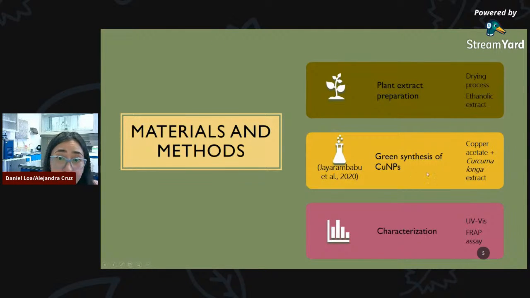Then, green synthesis of copper nanoparticles. As I told you earlier, we took the methodology that was published earlier, and what we did was change some things in order to see the influence of the reducing power. So we prepared a stock solution of copper acetate, and then we diluted the solution in order to get different copper concentrations. We kept the Curcuma longa extract the same in all of the syntheses. After that, we characterized the syntheses through UV-Vis analysis, and we also performed a FRAP assay that was able to tell us a little bit more about the reducing power involvement.